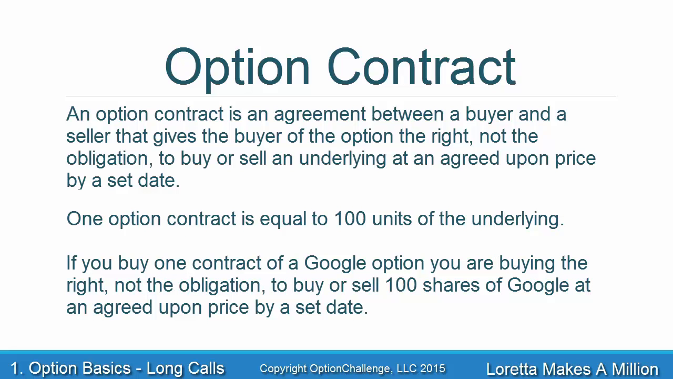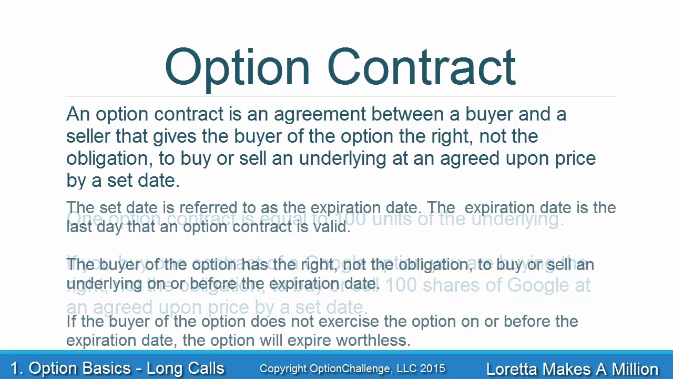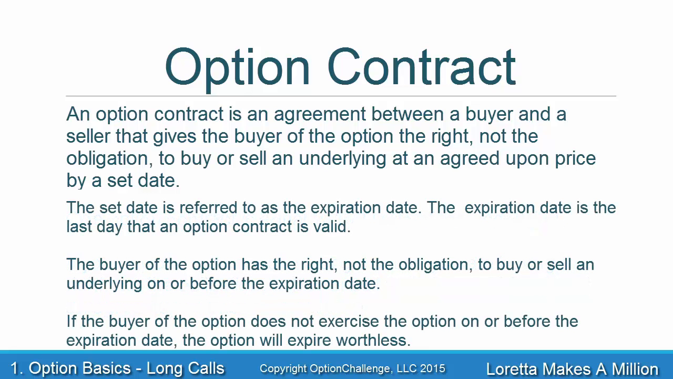One option contract is equal to 100 units of the underlying. For example, if you buy one contract of a Google option, you are buying the right, not the obligation, to buy or sell 100 shares of Google at an agreed upon price by a set date. The set date is referred to as the expiration date. The expiration date is the last day that an option contract is valid.